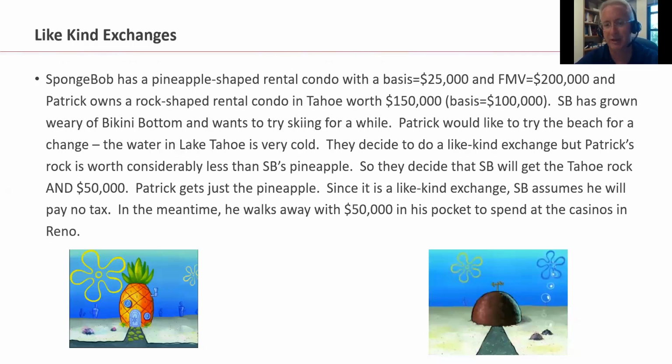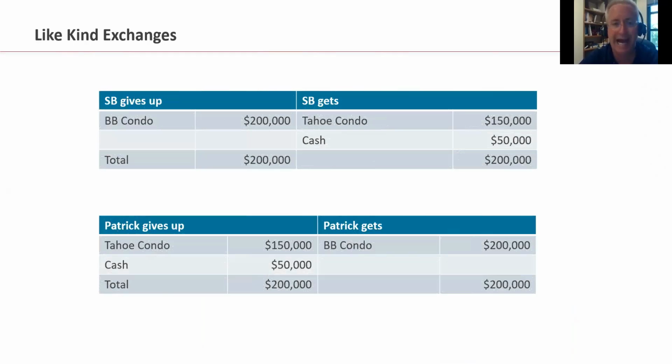Well, SpongeBob's going to Reno because he just moved to Tahoe, but otherwise, he's going to Vegas to buy shrooms, right? We know that if someone walks away with money in their pocket so they can go to Vegas and buy shrooms, there's going to be a recognition problem. And sure enough, there is. So let's look at what each party gives up and gets.